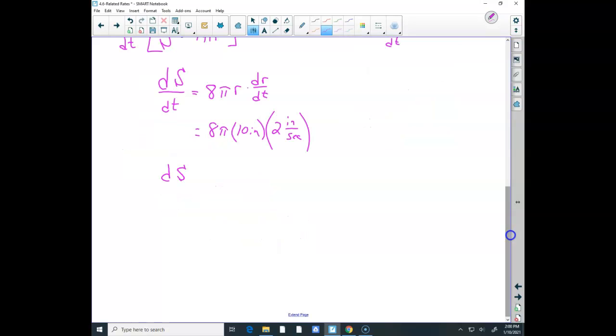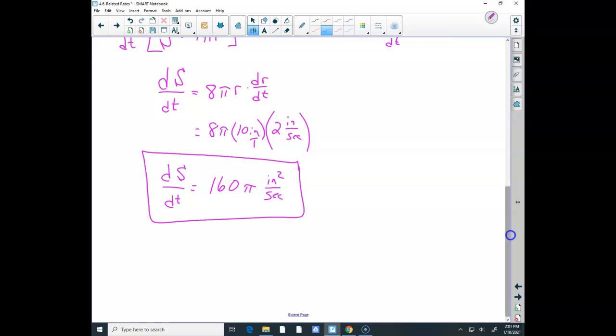My surface area with respect to time is going to be, what does that get? Well, 2 times 10 is 20, times 8 would be 160 pi. But what are my units? Inches over 1, that's going to be inches squared per second at that moment in time when the radius is 10. If the radius is 12, my surface area is growing faster at that moment in time. It's going to change.